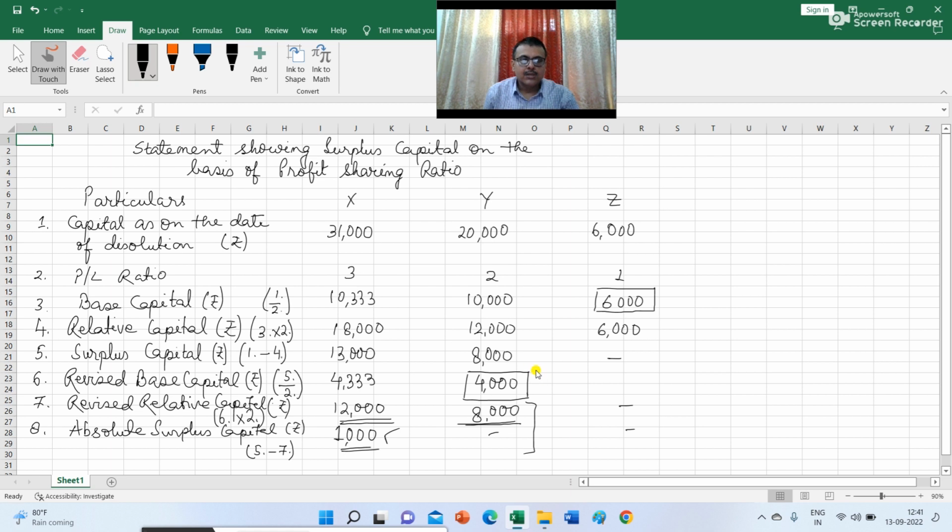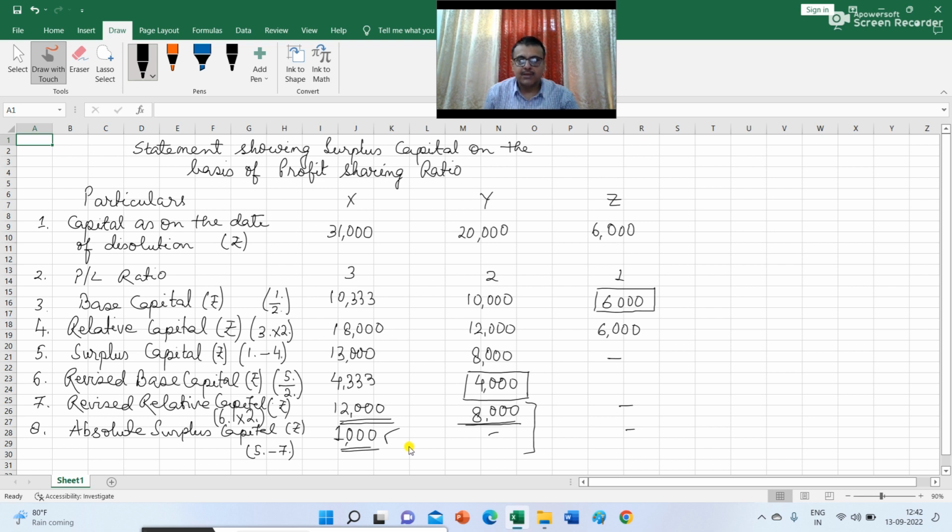Then we have to calculate the revised base capital by dividing the surplus capital with the PL ratio. You will get the revised base capital, which is the minimum of the two amount computed in point number 6. Then we have to compute the revised relative capital, that is the multiplication of the revised base capital with the PL ratio. And the point number 8 is the absolute surplus capital, that is the difference between the surplus capital and the revised relative capital.